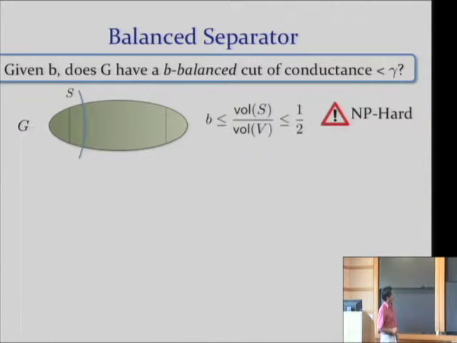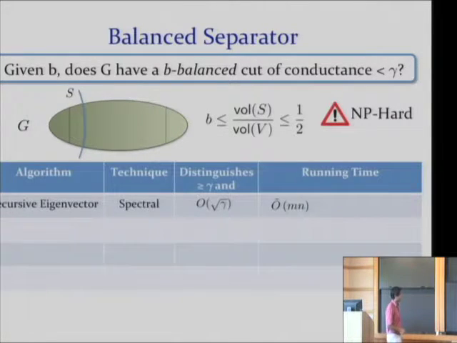So the first algorithm that people came up with after the connection with Cheeger was the recursive eigenvector algorithm. It's a very simple idea. Cheeger allows you to find a cut. What is the problem with this cut? The problem is that the cut could be really small. I could just hand you 4 vertices which have just one outgoing edge, but that doesn't suffice. It's not a balanced cut.